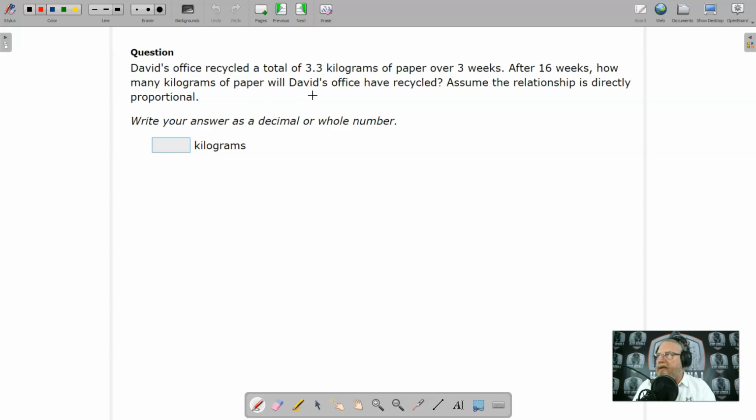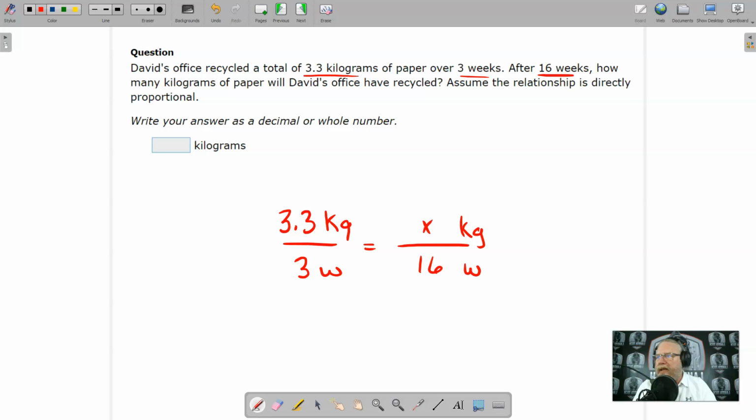David's office recycled a total of 3.3 kilograms of paper over 3 weeks. There we go, 3.3 kilograms over 3 weeks. And we're going to set that equal to kilograms over weeks. Let's see what they give us. After 16 weeks, so they give us weeks. That must mean that kilograms is the unknown, and indeed, we see the question asking for kilograms, so we're correct.